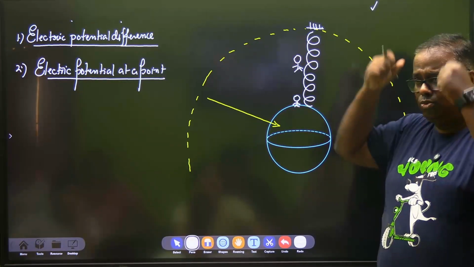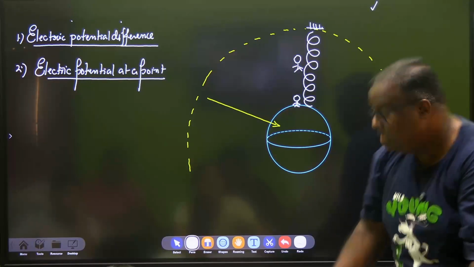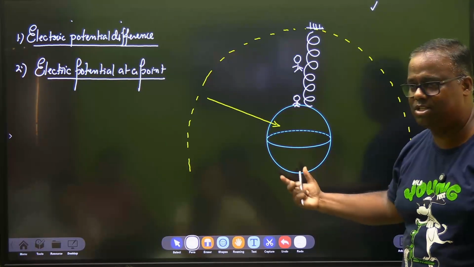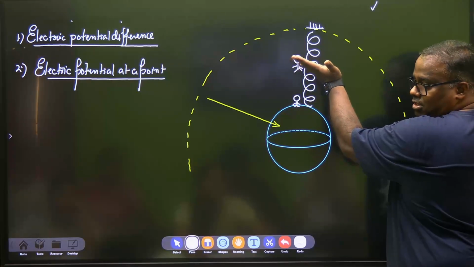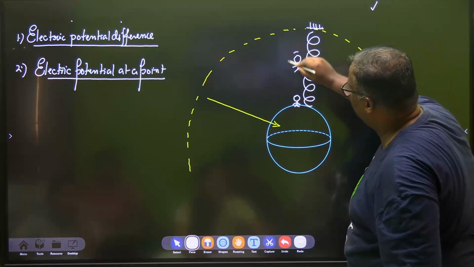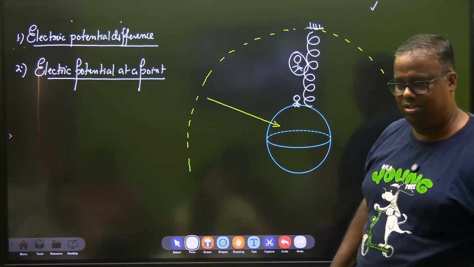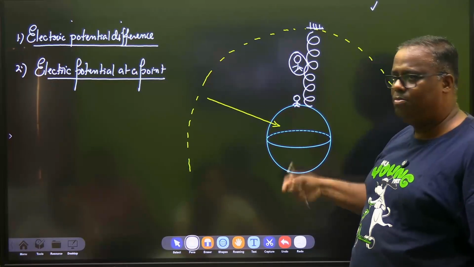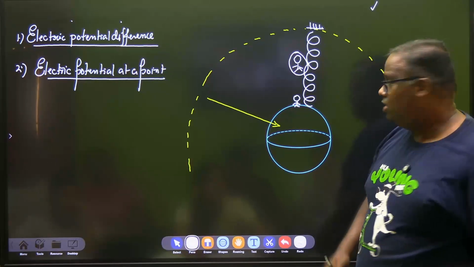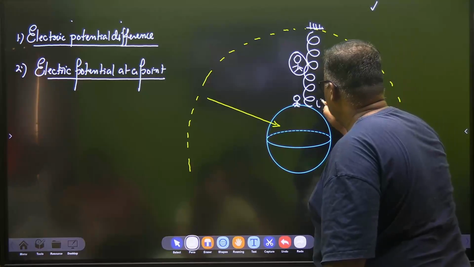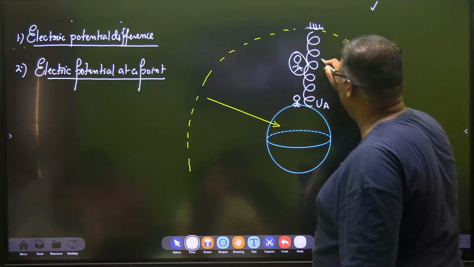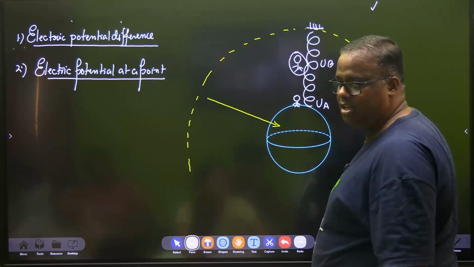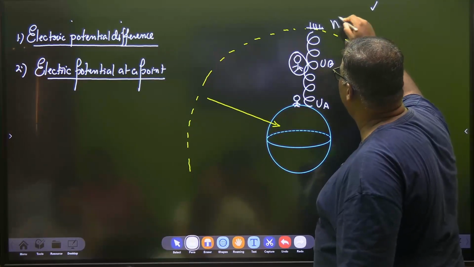Because the earth wants to keep Anurag on the ground, means the spring wants to be uncompressed. While I was lifting Anurag, I was lifting him against the spring. So don't you think Anurag is energized out here? Obviously, release him from here, he will fall down. So let us say his potential energy here is UA and his potential energy here is UB. Agreed?